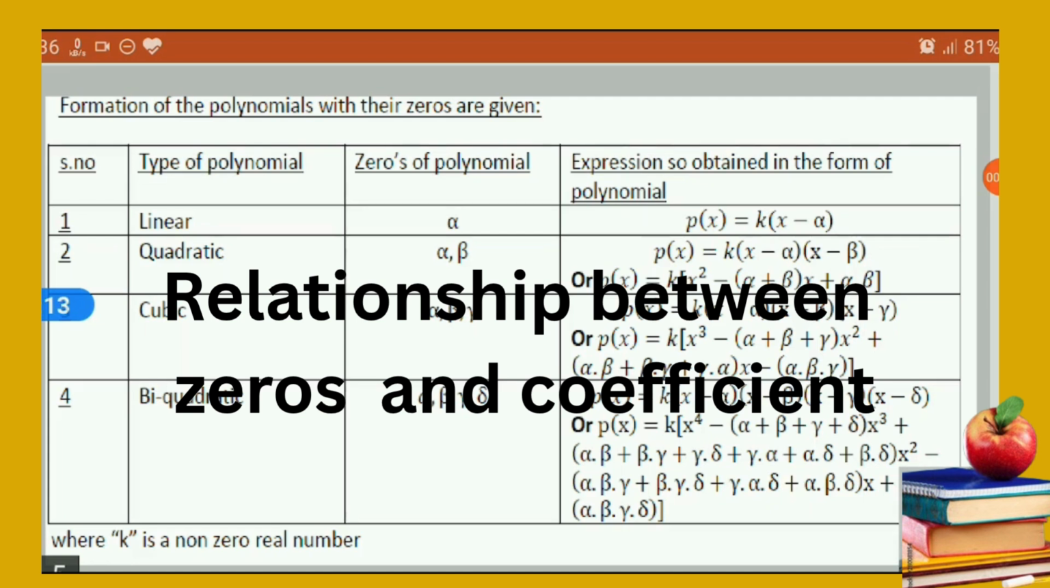A ≠ 0 is the general form of a cubic polynomial. And since the degree of x³ is 3, we have 3 zeros. Suppose we assume the zeros are alpha, beta and gamma. Just like a quadratic equation, we can assume that x = alpha is a root, x = beta is another root, and x = gamma is a third root.